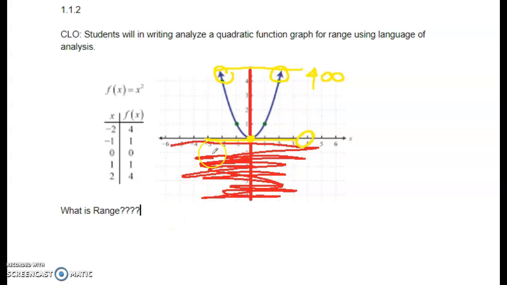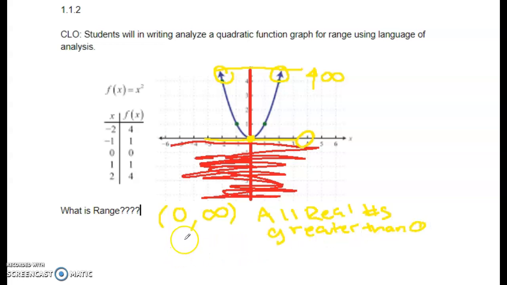So we can say the range in a couple different ways here. We can say that the range is from 0, positive infinity. We can say this is all real numbers greater than 0. Or last but not least, we can say that y is greater than 0. And any of these are valid ways to write the range of this graph.